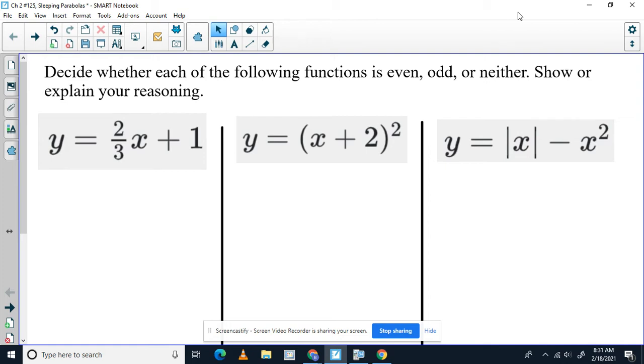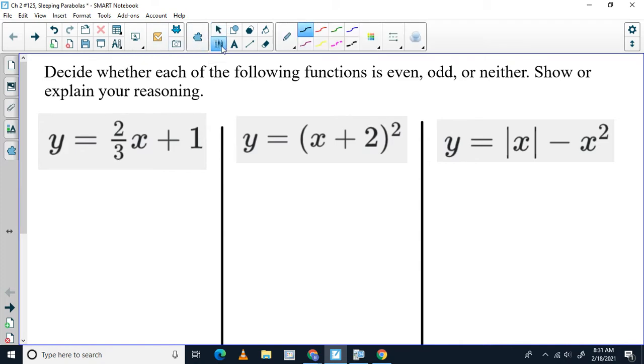All right, let's talk about even, odd, or neither functions again. Essentially, there's three things that we can look at when we're trying to make this decision. So on the first one, one way we can check this is we can plug in the opposite of x and then see what we get when we simplify.